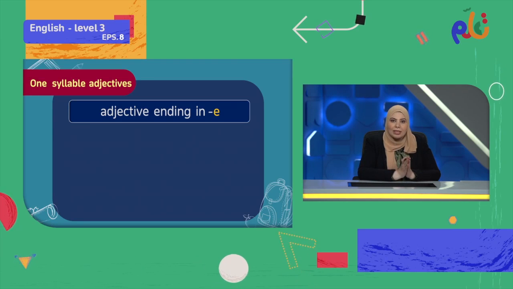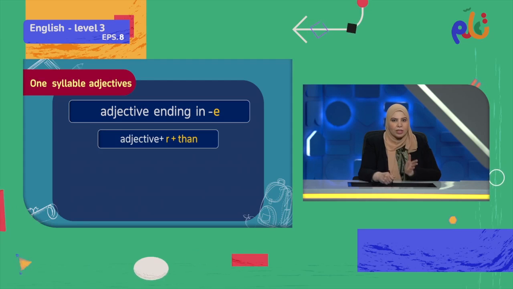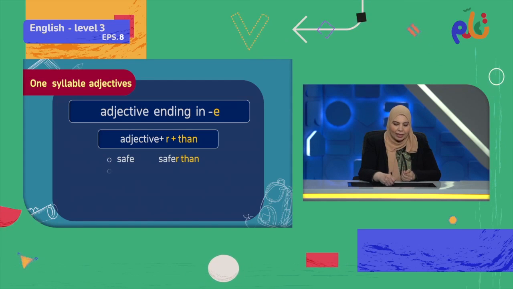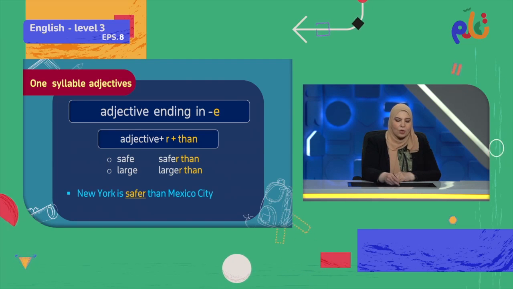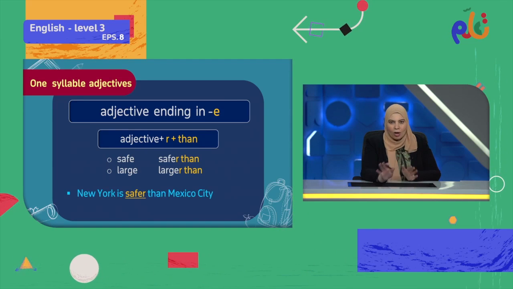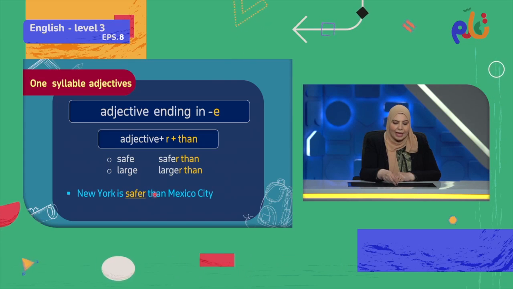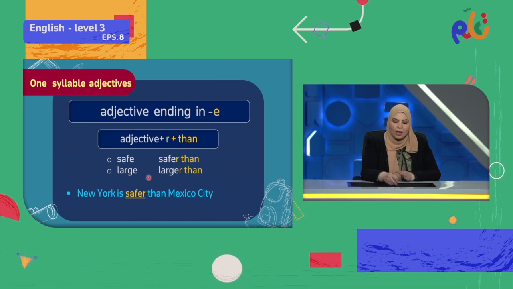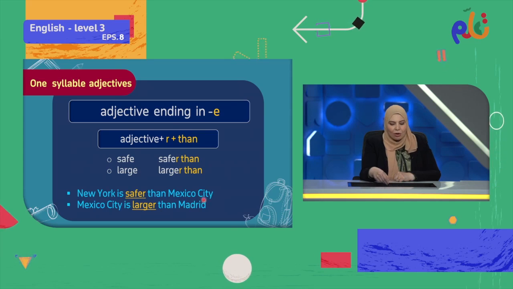طيب لو ال one syllable adjective دي أصلاً بتنتهي ب E، إحنا أصلاً بنحط ER. طب لو هي آخرها E زي كلمة safe or large. So in this case we're going just to add R only. Like when we say New York is safer than Mexico City. Safe هنا كان آخرها E so I just added R. Or when we say Mexico City is larger than Madrid.